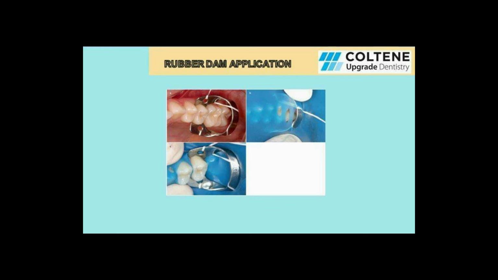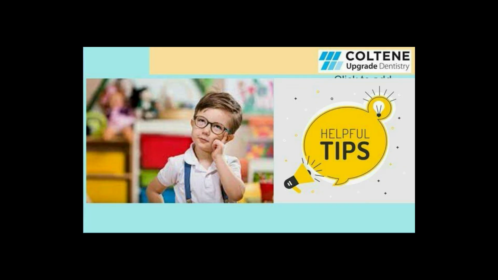The second picture shows that the rubber dam sheet has been stretched over the bow of the rubber dam clamp, and the third picture shows how the rubber dam sheet comes down over the clamp and has been passed through the rest of the perforations or through the rest of the teeth too. Now next we will talk about the various tips and hacks which can be used while doing the rubber dam application if we get stuck at some point.